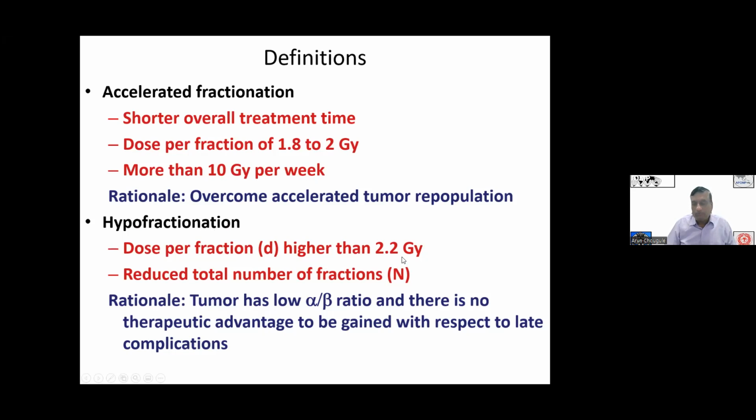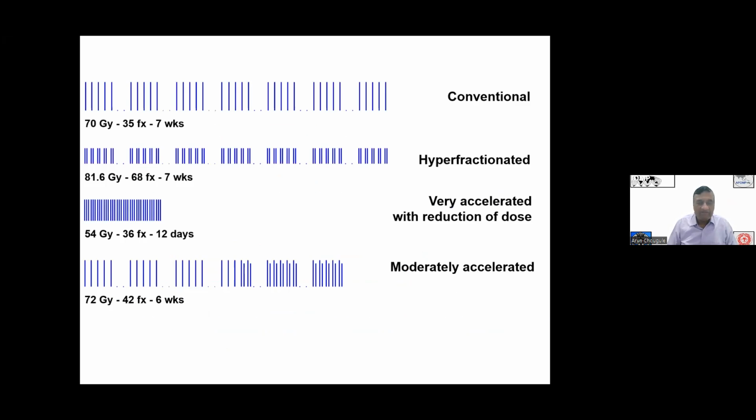Hypofractionation is where a dose of 2.2 gray or more is given, reducing the total number of fractions, and rationally the tumor has a low alpha by beta ratio. I will just discuss what alpha by beta is and the therapeutic gain for prostate cancer and breast cancer, and why we prefer hypofractionation. And this is just a schematic of conventional fractionation and hypofractionation. Total duration of the time is the same, but here the number of fractions are either 2 fractions per day or 3 fractions are given.